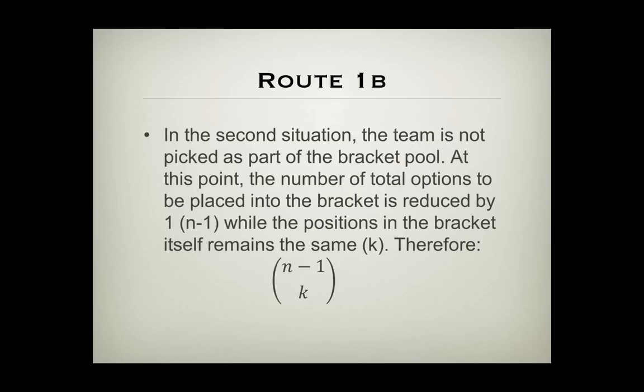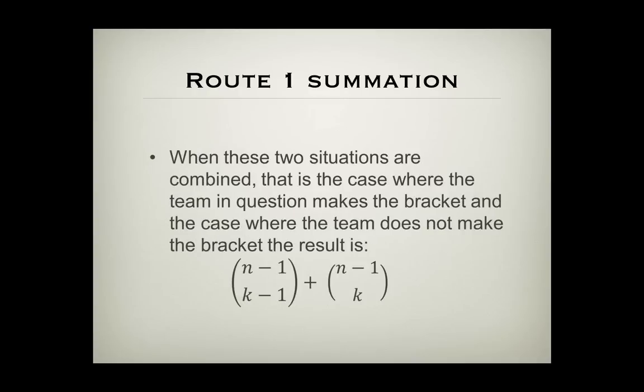In the second situation, the team is not picked as part of the bracket pool. At this point, the number of total options to be placed into the bracket is reduced by 1. This leaves us with n minus 1. While the positions in the bracket itself remain the same, this is still k. Therefore, choose k from n minus 1. In this way, in the NCAA context, there are still 64 slots to be chosen, and there is one less team in the total pool of Division I teams because the team did not make it into the bracket.